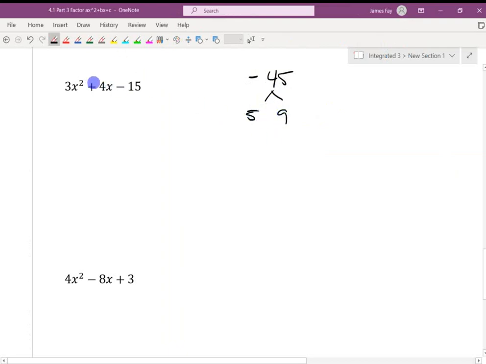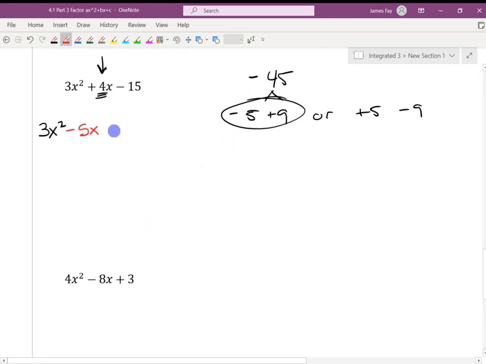Now, which one needs to be positive so that when I add them, I get positive 4? Is it negative 5 and positive 9, or is it positive 5 and negative 9? Which one of those groupings gives me positive 4? Negative 5 and 9. That's the one I'm going to use. So we're going to take this and we're going to write it as 3x squared minus 5x plus 9x and minus 15.